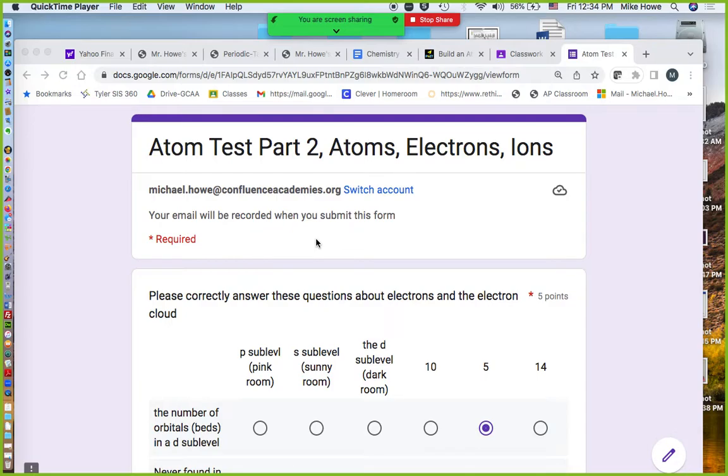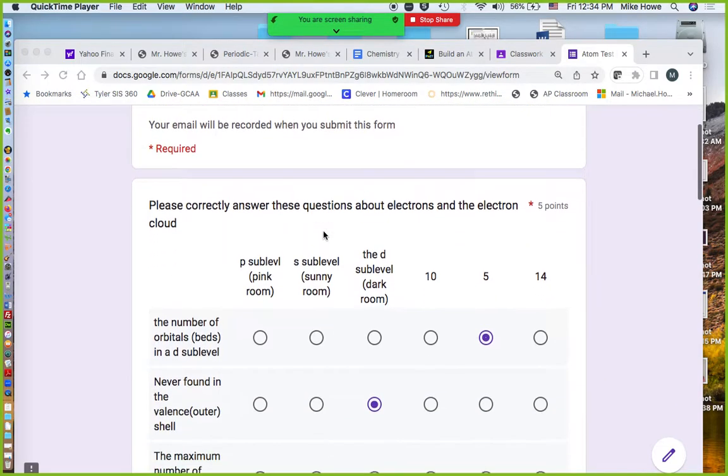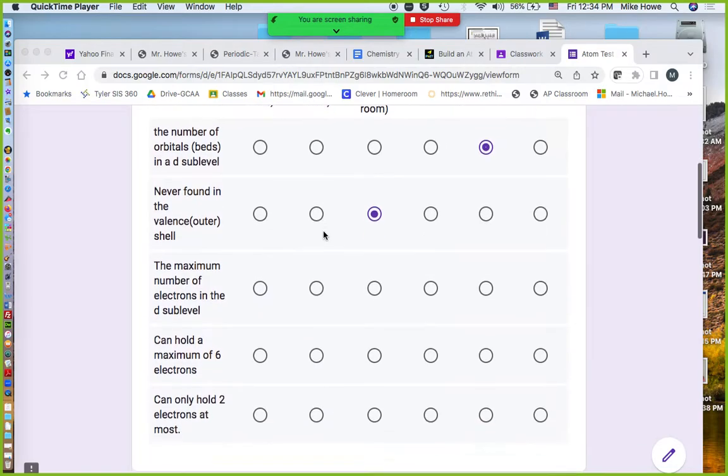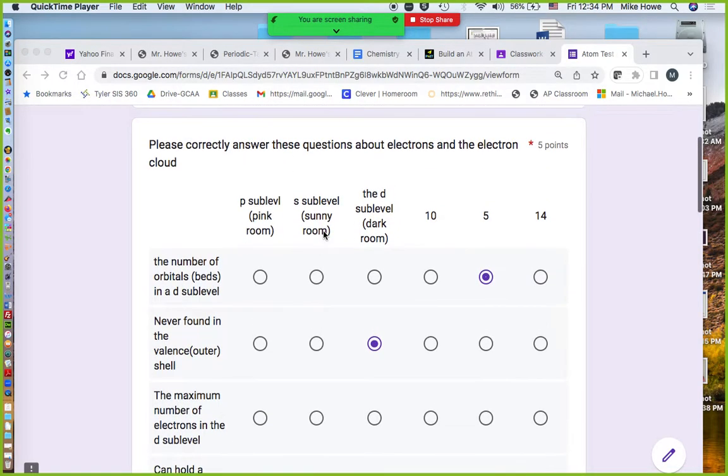Here we go with part 2 of the atom test. First, this was a fill in the blank kind of column, and I have a couple of the answers already marked here, I see, but the first one was the number of orbitals, that's beds, in a d sublevel.